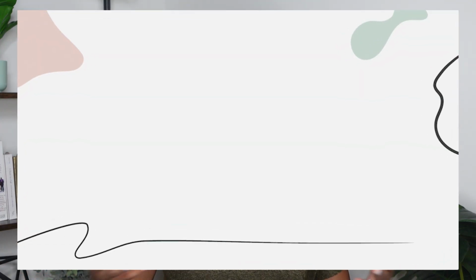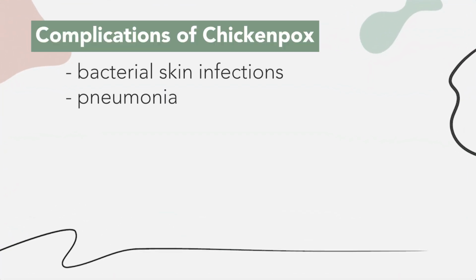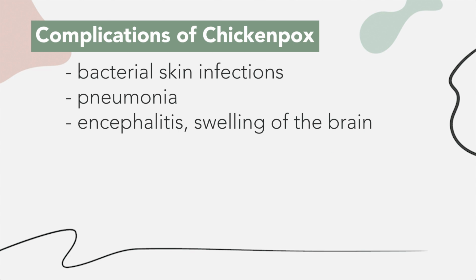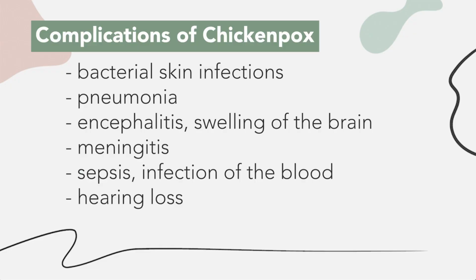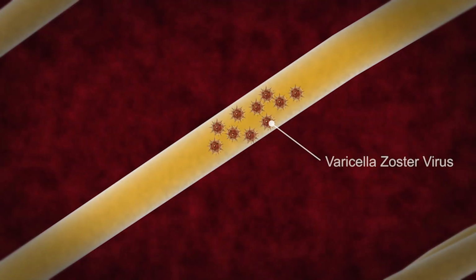Complications in healthy individuals can occur as well. These complications include bacterial skin infections, pneumonia, encephalitis, which is the swelling of the brain, meningitis, and infection of the blood or sepsis. The Varicella virus can also cause hearing loss as it impacts the nerves involved in hearing and the inner ear structures. Also, by getting the chickenpox vaccine, you can prevent the chance of shingles later in life.